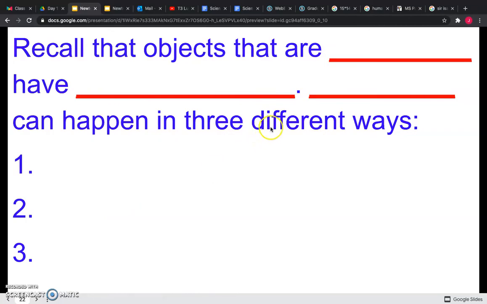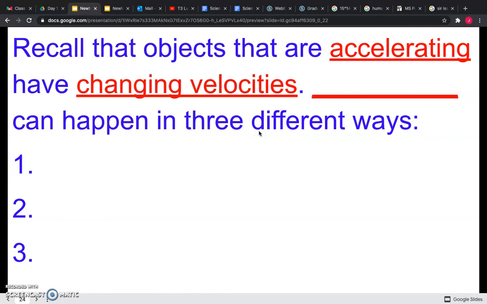So recall that objects that are accelerating have changing velocities. In the beginning of our last unit, we were dealing with objects that were moving at the same velocity, the same speed the entire time. And now we're going to be talking about objects that have changing velocities, objects that are accelerating. And so acceleration can happen in three different ways.